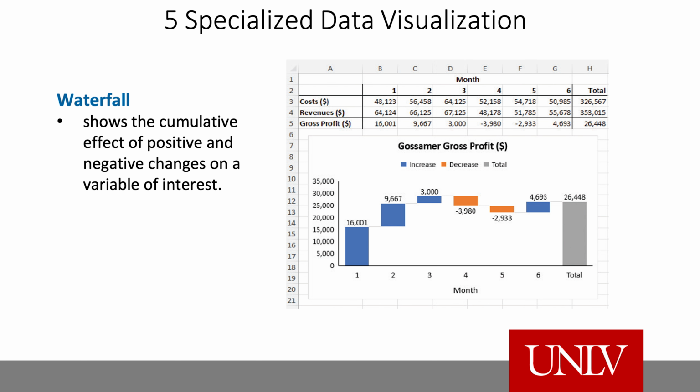In the example provided, the chart shows the gross profit declined over the first 5 months, followed by a significant increase in the 6th month. Despite the early setbacks, the cumulative effect yields a positive total gross profit for the period. This type of chart allows managers and analysts to quickly identify not only the overall outcome, but also the individual contributions that shaped it.